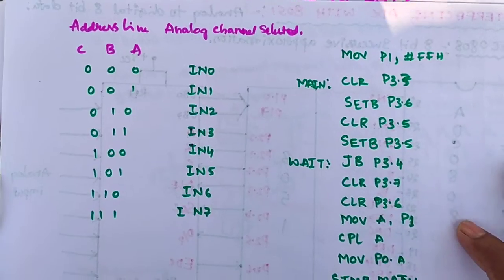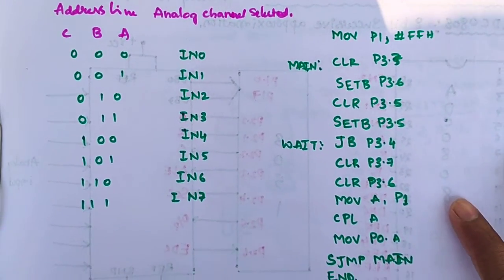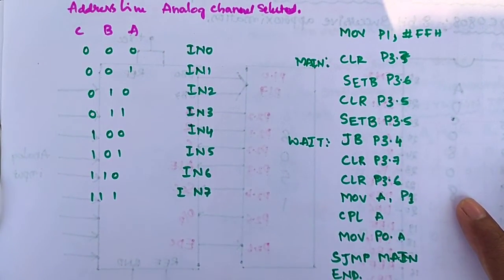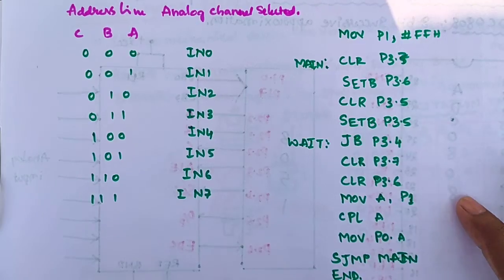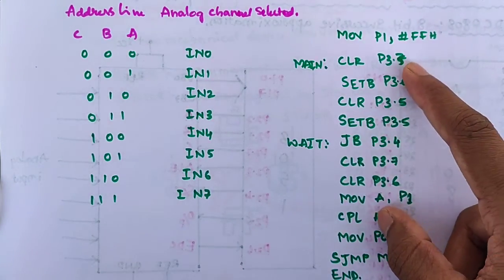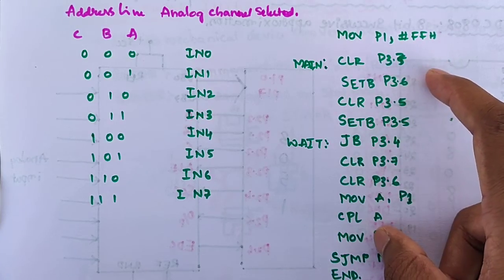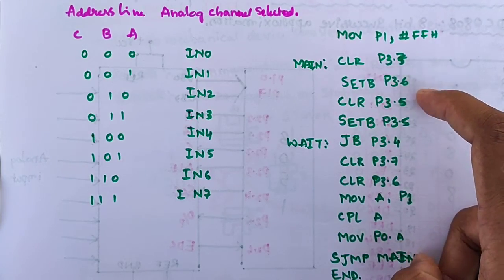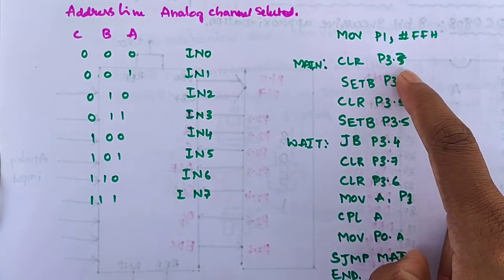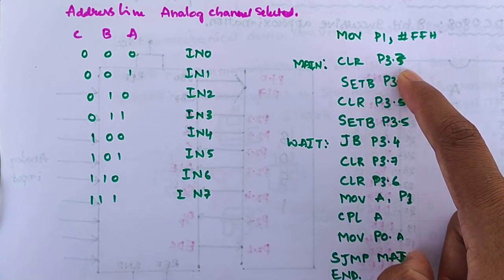And here is a simple assembly language program for the conversion of one analog pattern. For conversion we are using the port pins of port 3 in the 8051 microcontroller.